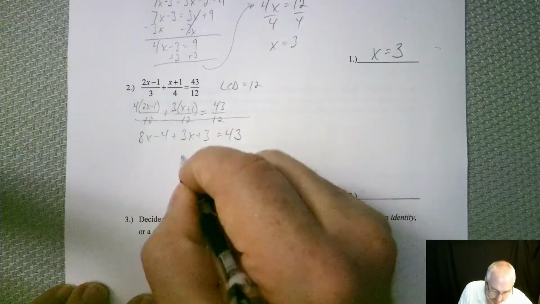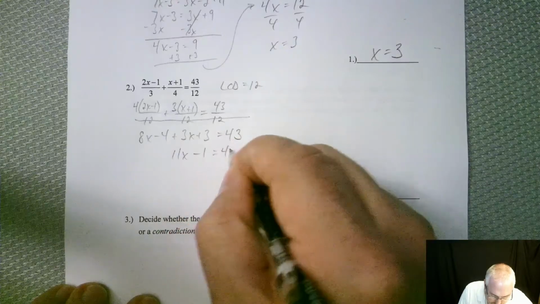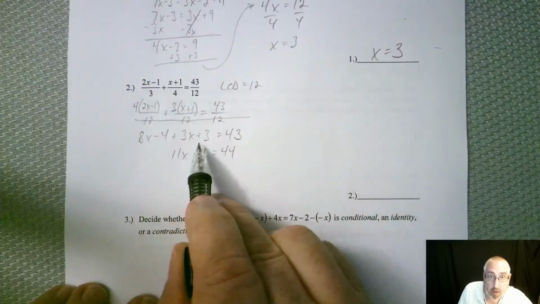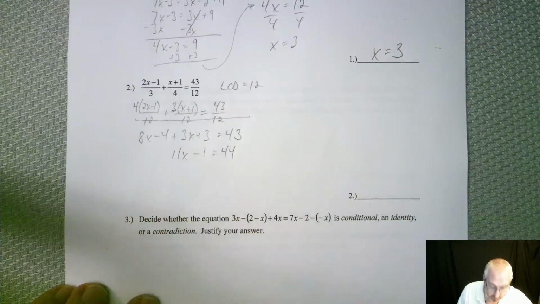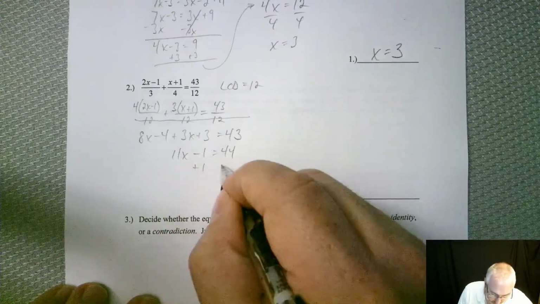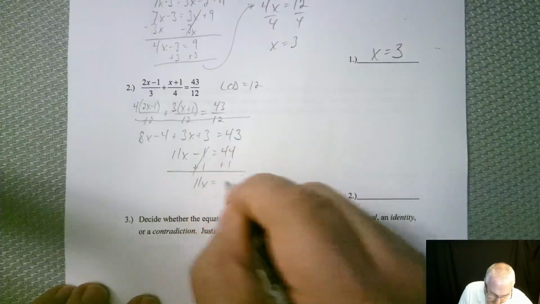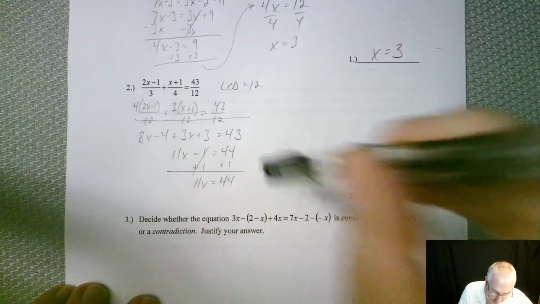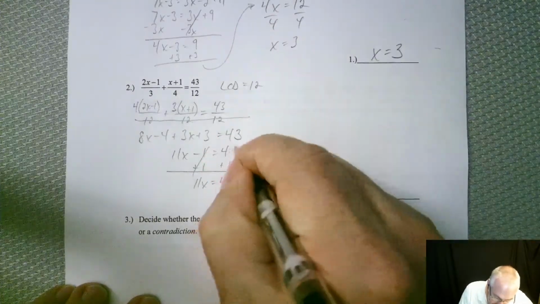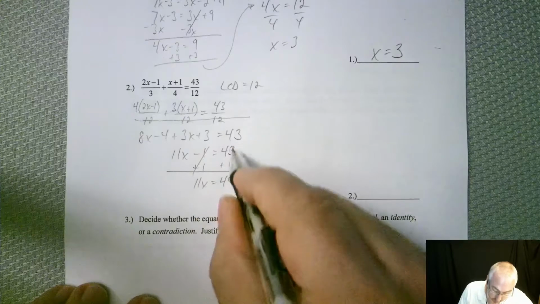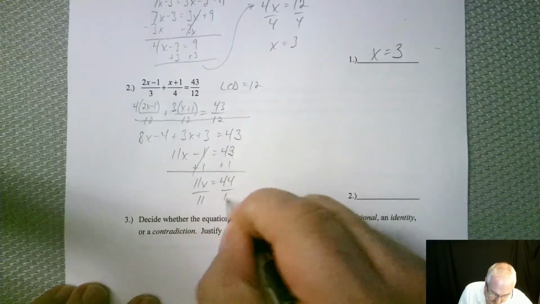And now we can combine. So combine our minus 4 and positive 3 to get a negative 1. 8 and 3 is 11. And now we can add the 1. Whoops, I had a mistake up here. This should have been 43. And so when you add them, you get 44. And now we can divide.